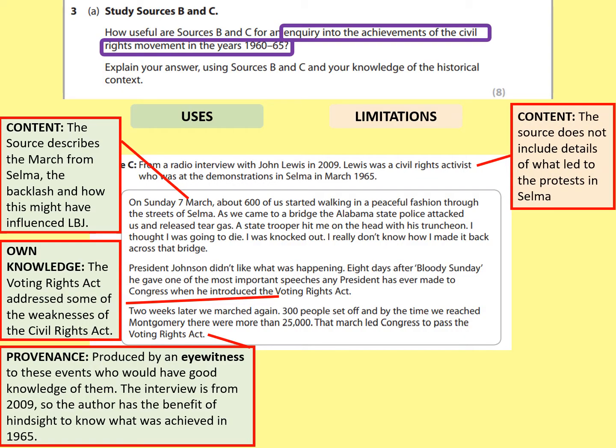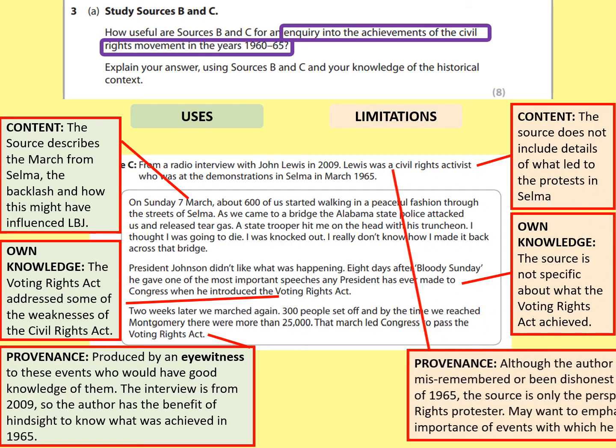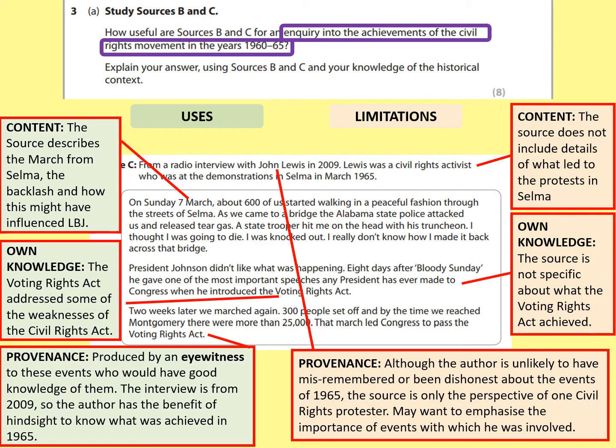But there are limitations too. The source does not include details of what led to the protests in Selma. What about my own knowledge? The source is not specific about what the Voting Rights Act actually achieved. And also the provenance. Okay, I'm going to come up with something here.